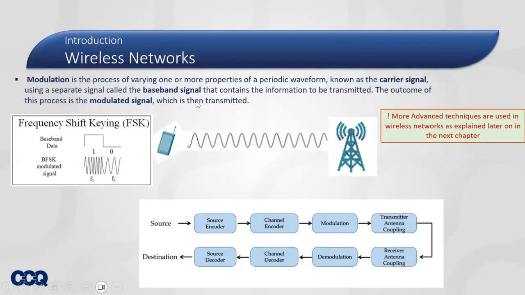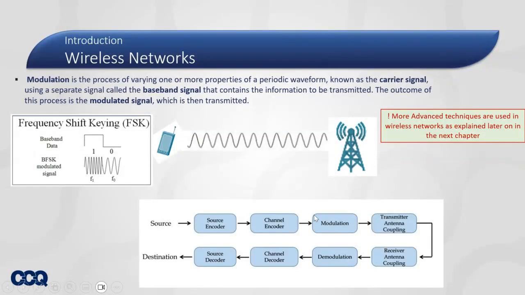So the baseband signal, which contains the information to be transmitted, I put it on a carrier and I change one of the properties of the carrier, amplitude or frequency or phase, then I send it through the air. The outcome of this process is the modulated signal, which is then transmitted. So I don't send the baseband signal, I send the modulated signal. I will repeat: we put the baseband signal on a carrier signal and change one of its properties. The resultant modulated signal can be sent through the air.